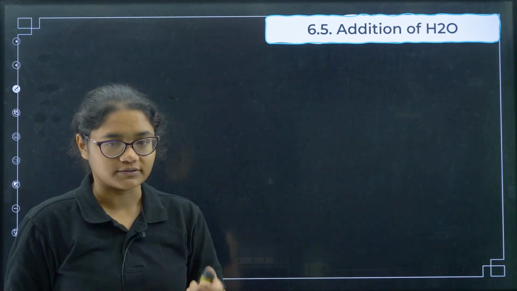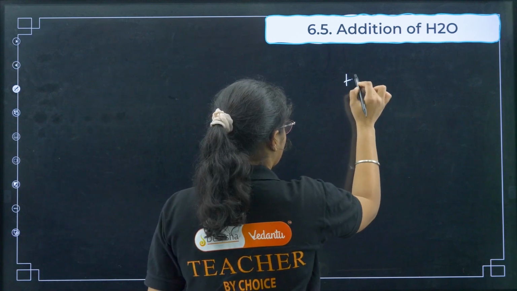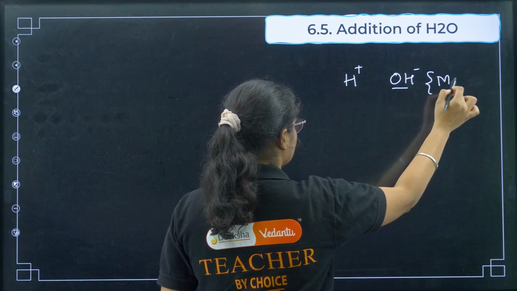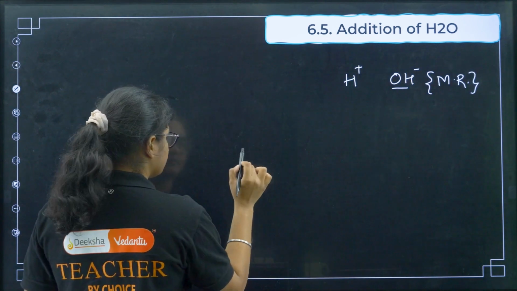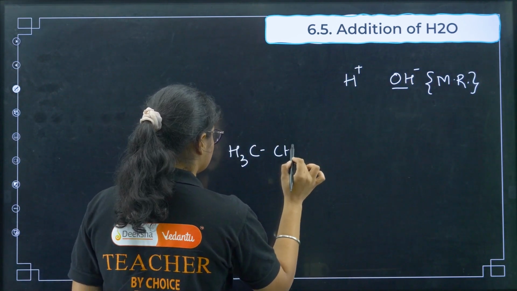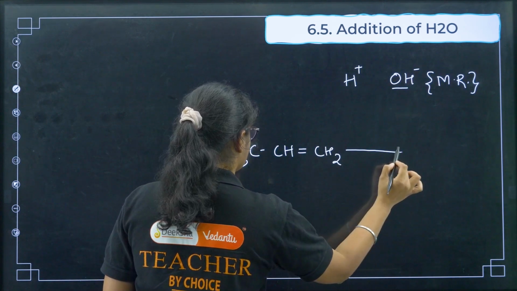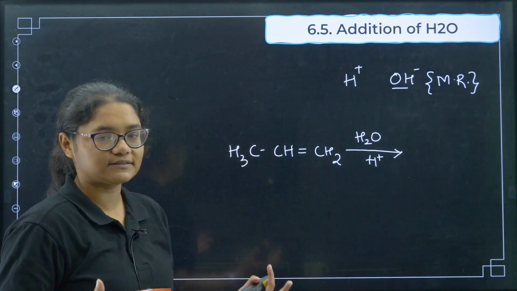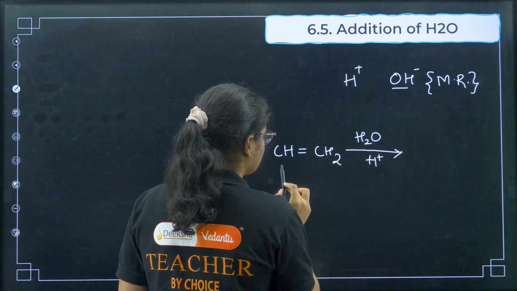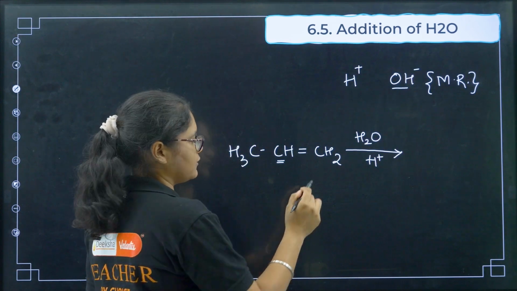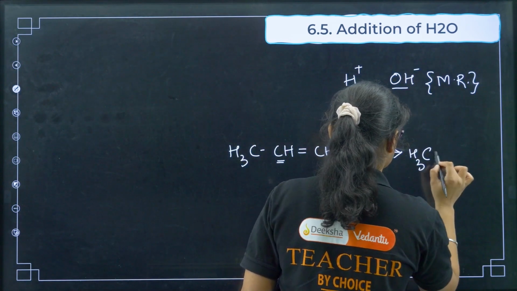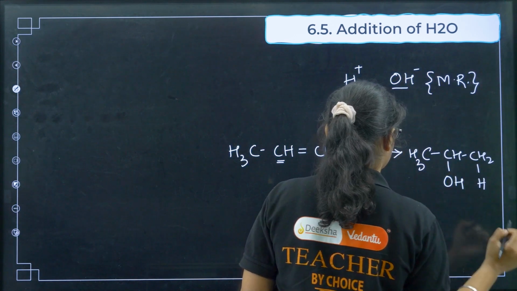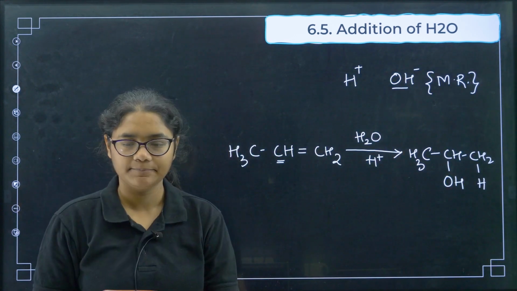Now coming to addition of water. This is again very important. In water what we have? H plus and OH minus, the negative part. So this one will also follow which rule? Markovnikov's rule. Let me take one example. If you have CH3, CH and CH2 and you add water, whenever we add water you take some acidic medium to increase the speed of the reaction. The OH part, the negative part, will go to the carbon having less number of hydrogen. So what will I get? CH3, COH and CH3. This is done.